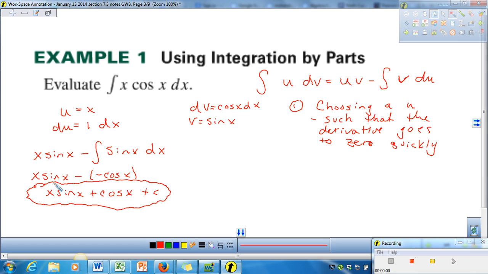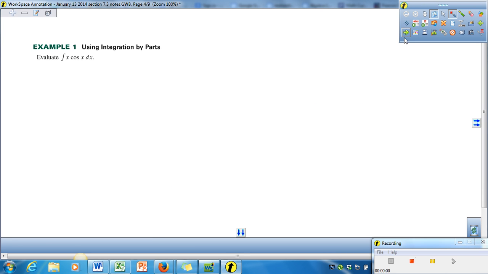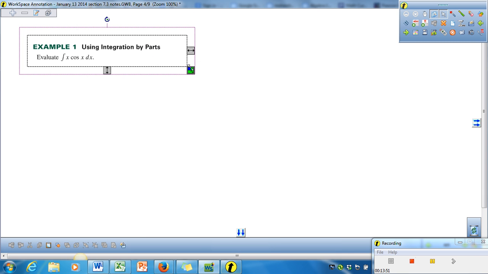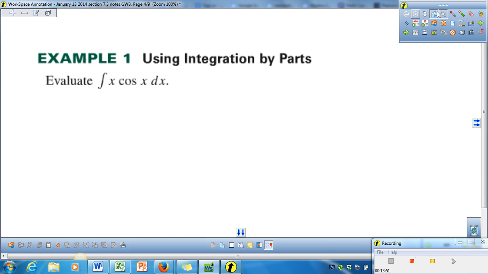So we're going to do the same problem using the tabular method, so we can see how it organizes the information just slightly differently. Same exact problem. We are still using integration by parts to solve it, but the setup is just slightly different. We still want to choose a u and a dv, and the method for choosing u and dv is still the same.